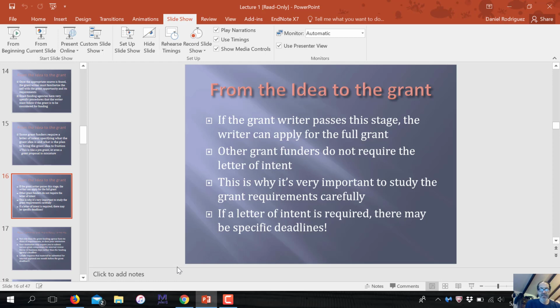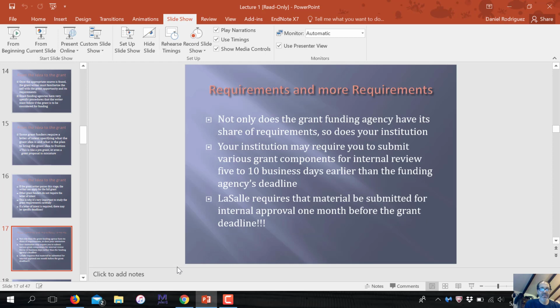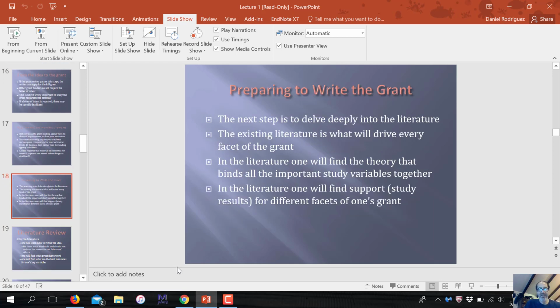So let's say you were to write a letter of intent and you passed, then you'd be ready to go and actually write the grant. But beware of deadlines. All grants have very specific deadlines. And not only do the grantors have deadlines, but so does the institution. So let's say you find a really cool grant and it's due in a week, and you say, oh, I can do this, this is easy. But your institution may require a lot of time, like maybe a month or 2 weeks, to go through the institutional processes. If you don't take that into account, you won't be able to write the grant.